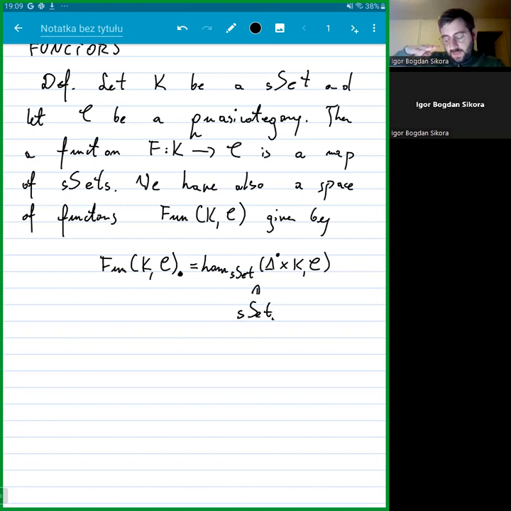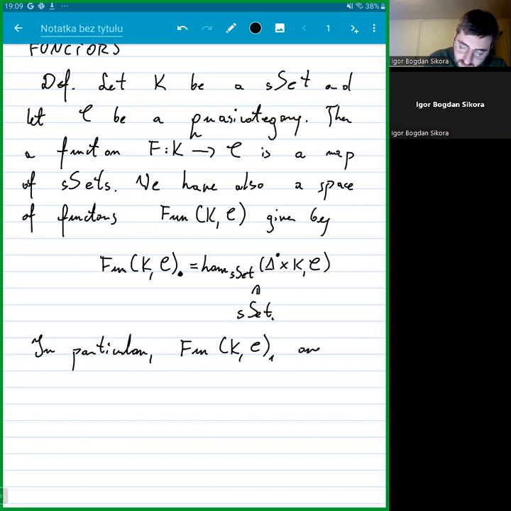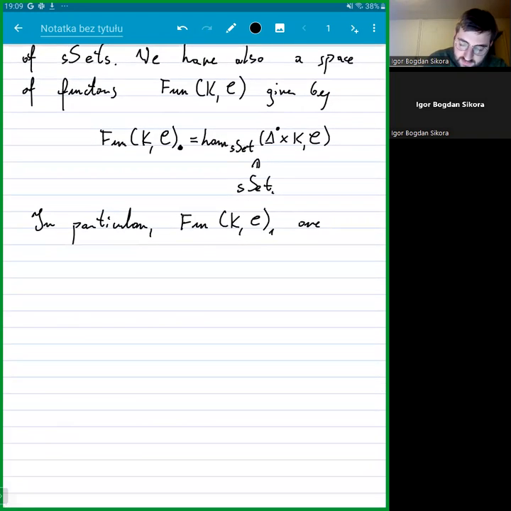So zero, yes, so vertices of this space are functors between K and C, but we also have natural transformations existing in this space. So in particular, the one simplices in our space are natural transformations.